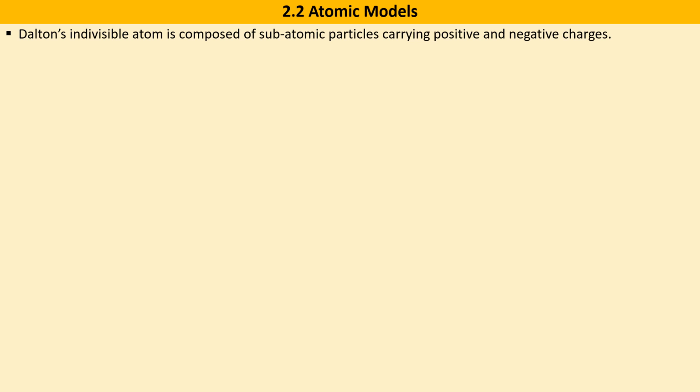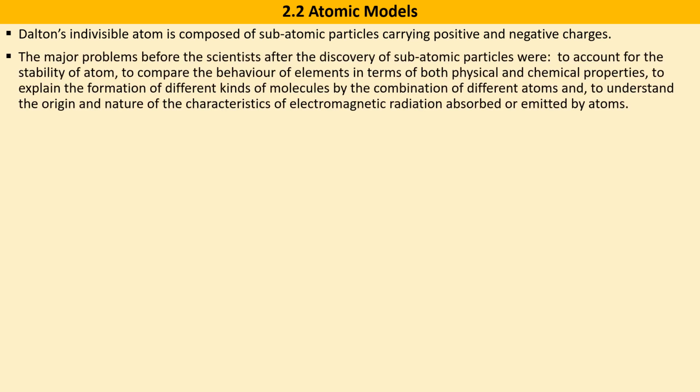The major problems before the scientists after the discovery of subatomic particles were to account for the stability of the atom and give reasons for it, to compare the behavior of elements in terms of both physical and chemical properties, to explain the formation of different kinds of molecules by combination of different atoms, and to understand the origin and nature of the characteristics of electromagnetic radiation absorbed or emitted by atoms.